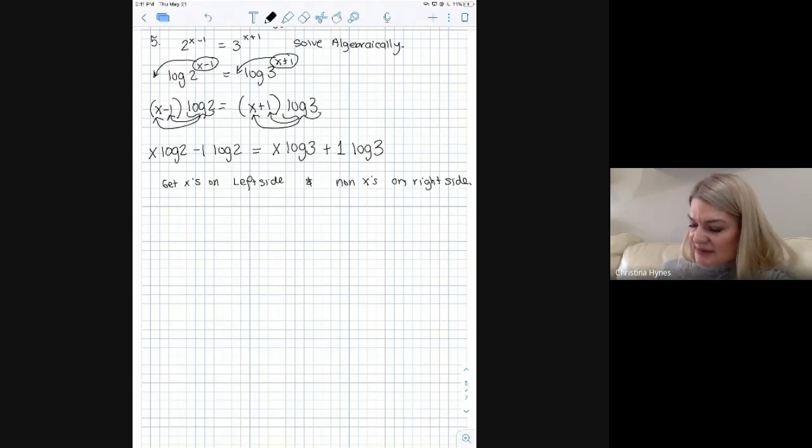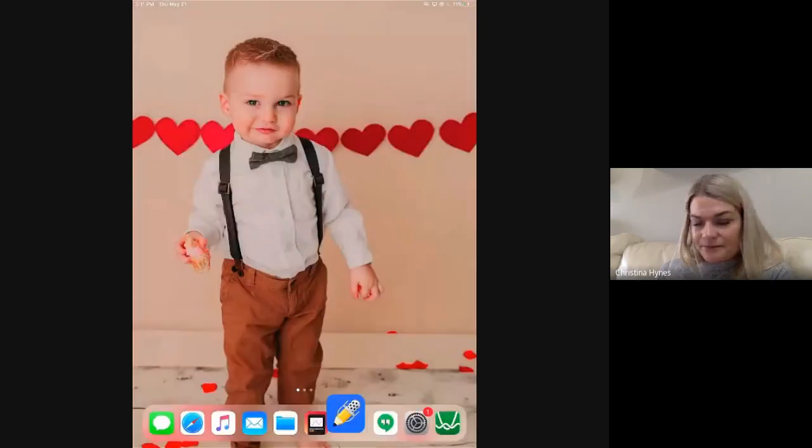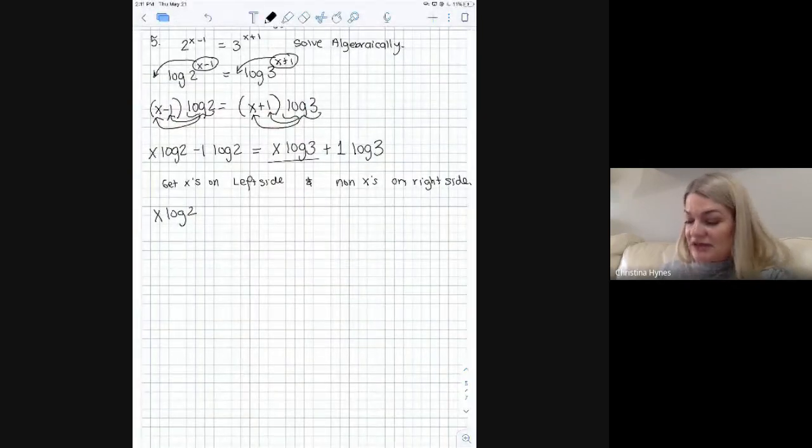So what I'm doing is I'm keeping this x log 2 that was on the left side as it is, but I'm going to bring this to the left side as well, but that changes its sign. So it used to be positive x log 3, but when I move it over to the left side of the equation, it becomes negative x log 3, and then I put the equal sign.